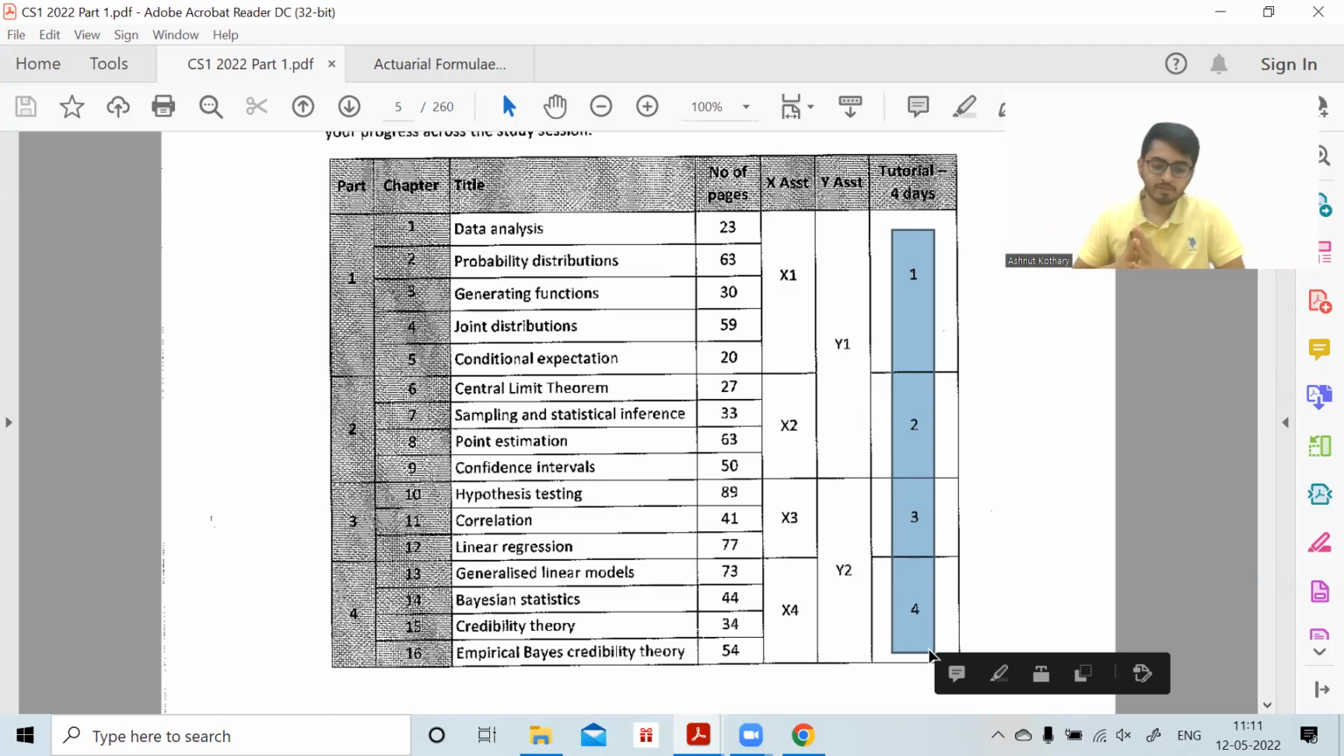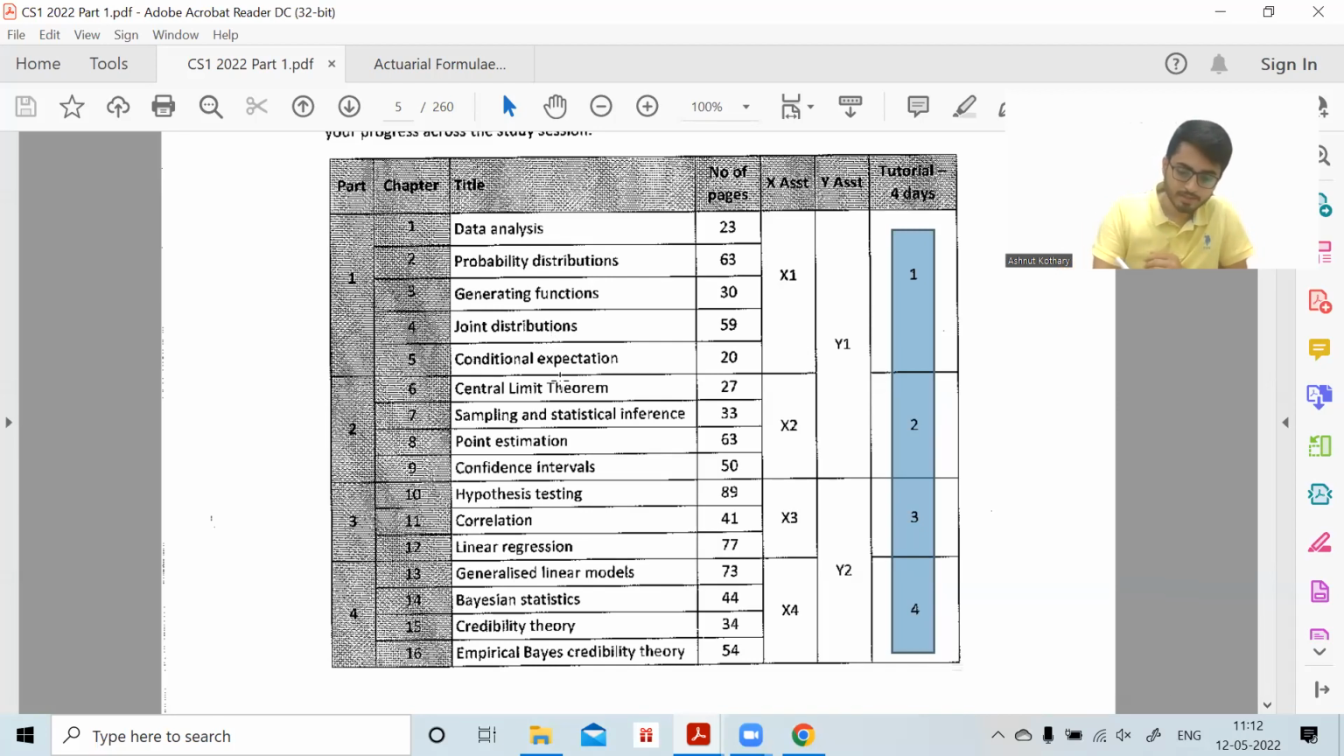Then linear regression should take a maximum of 2 classes. GLM, 3 classes in total could be required. Bayesian statistics and credibility theory combined should take us 2 classes. And EBCT should take 1 separate class. For chapter 1, we would have another 1 class. So just a tentative figure for the conceptual lectures: 1 plus 4, 5, 6, 8, 9, 10, 12, 14, 16, 18, 20, 23, 25, 26. Close to 25 classes is what we would be having for CS1A. These are just covering the conceptual part.